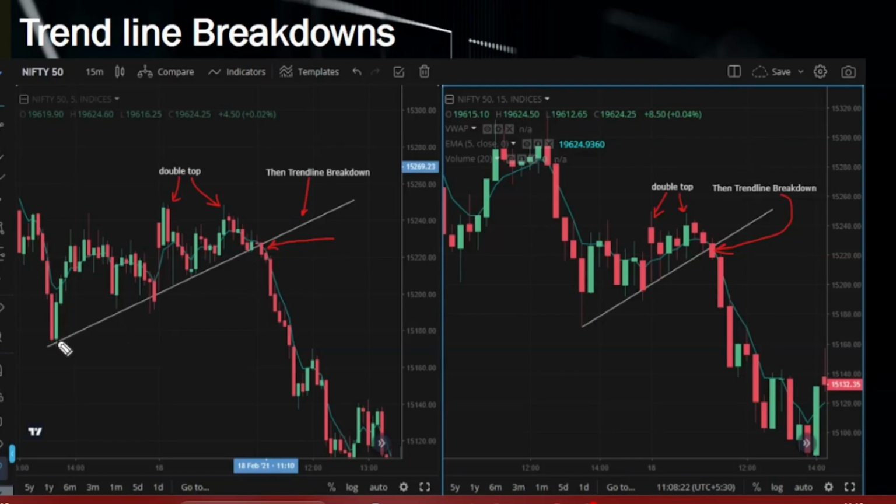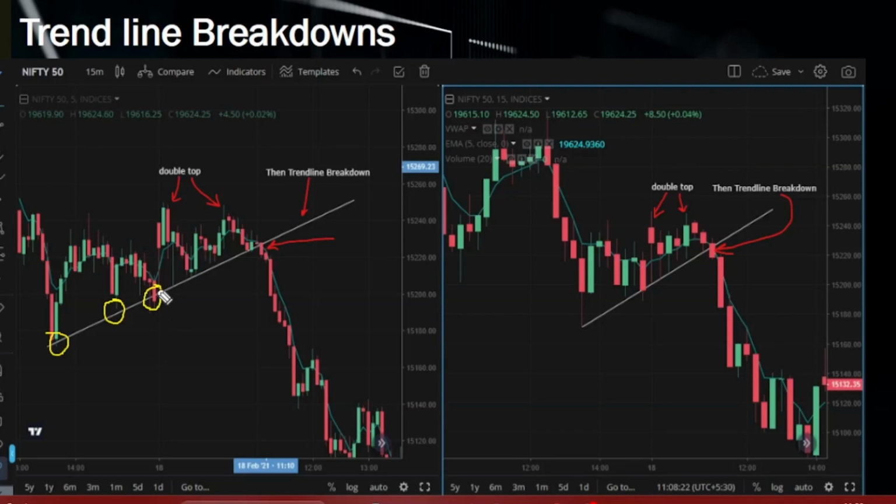Because if you can see, this particular point and this particular point have formed this trend line, and everybody would have jumped to sell after this candle closed a little bit below this. And that is exactly what happens. We all want to trade the breakdown because we want to catch the first train towards reversal, and that seldom happens.